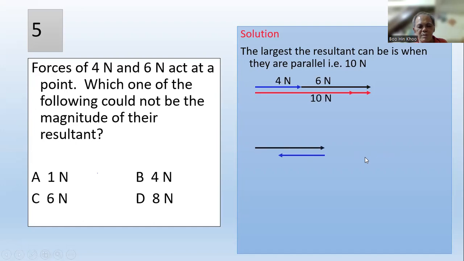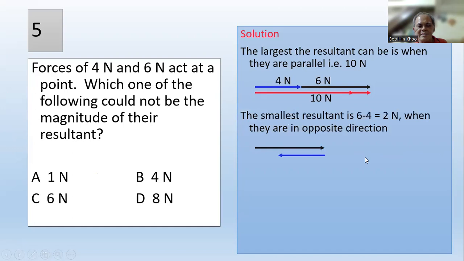The smallest will be when they are in opposite directions. Opposite direction is subtract. So the resultant is 2. That one is 4, that is 6, that's 2. The rest can be obtained by basically turning this one around, that's all.